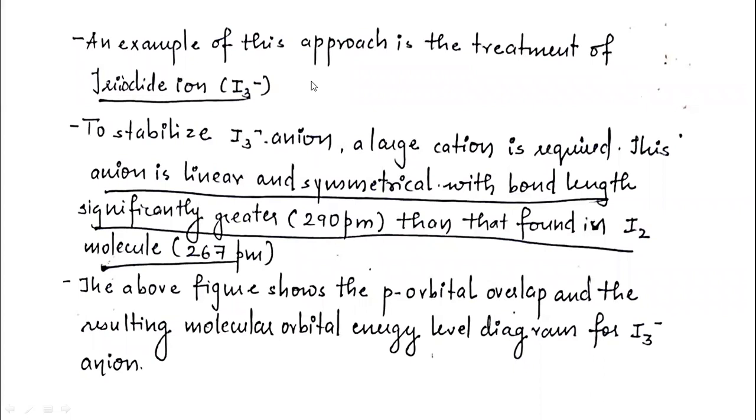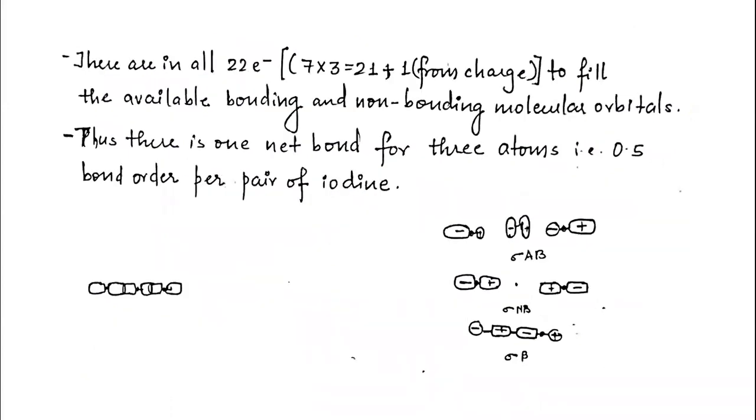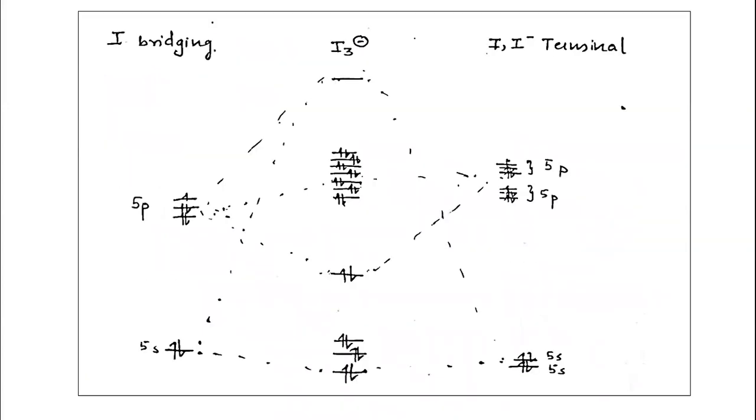The figure shows that in the triiodide anion, the p orbitals overlap, and the resulting molecular orbital energy level diagram for the I3 minus anion will be here. So you can see this is the MO diagram for the triiodide anion.